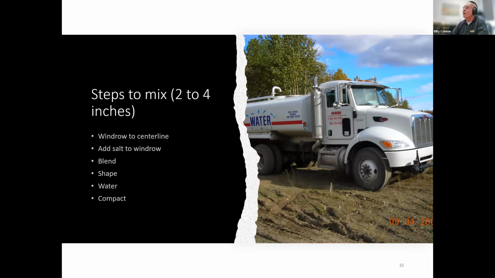To mix it in 2 to 4 inches, we're going to basically windrow the material to the center line, add the salt to 1 to 1.5% by weight in the windrow. We're going to blend it back and forth, shape the road, water it, and compact it. A little bit more work to do that, but the advantage of putting it to 2 to 4 inches, for most of you, you can get probably 2, maybe even 3 years out of it before you have to reapply. And that's certainly an advantage to you.